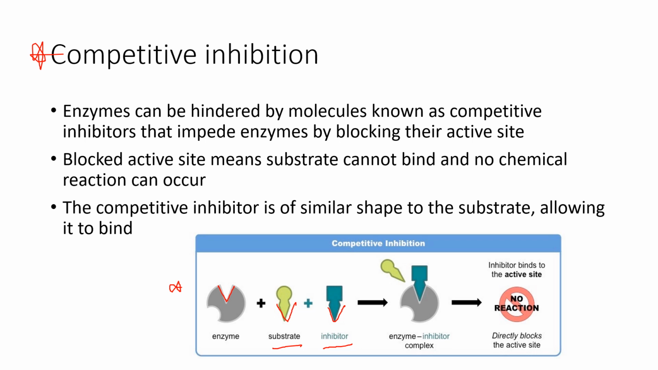So what happens is a competitive inhibitor can bind to the active site because it is a similar shape to the active site. It can bind there, and this binding therefore means that our substrate cannot bind. So if the substrate cannot bind, the reaction does not occur. So it can be inhibited this way by a competitive inhibitor directly competing with the substrate. That's why it's called competitive. So it's competing with the substrate for that active site, and it directly blocks the active site from the substrate, and therefore the chemical reactions cannot occur.